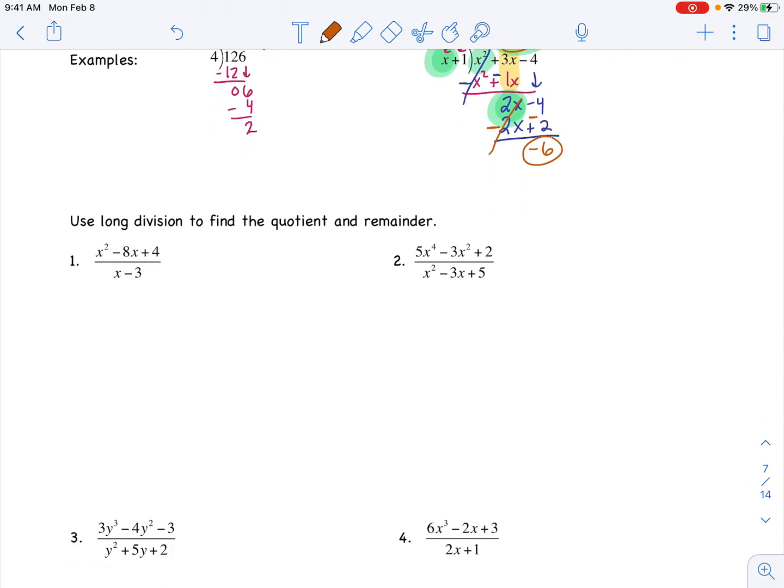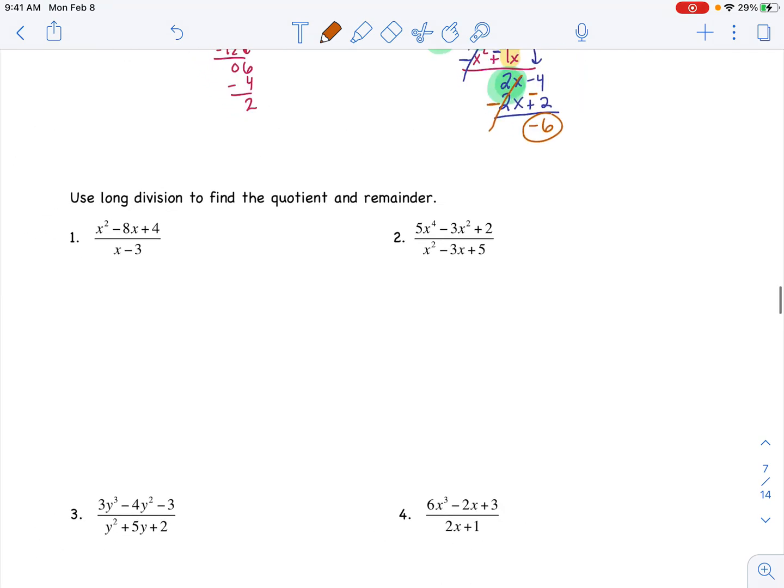So here's the first one. X squared minus 8x plus 4 divided by x minus 3. So I'm going to go ahead and put the x minus 3 out front. X squared minus 8x plus 4. Start with those first ones. X times what gives me x squared? Well, just x times x, put it in the right column. Distribute. So that's x squared minus 3x.